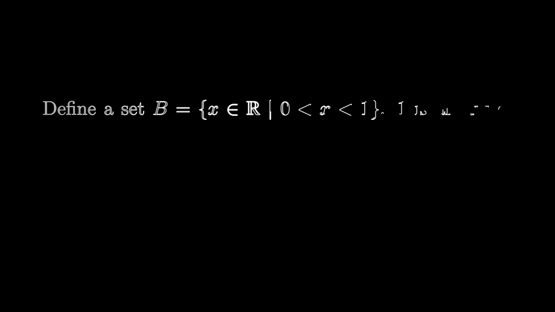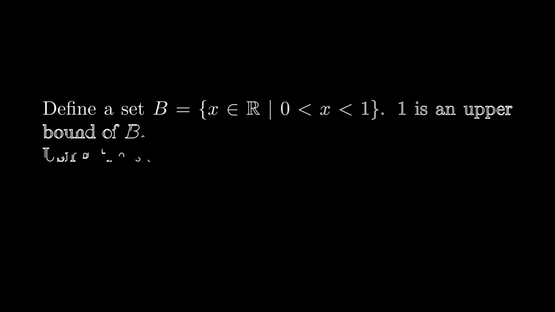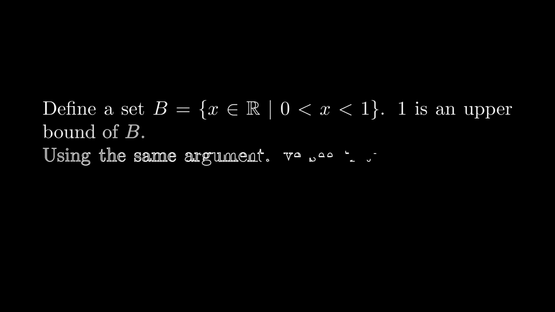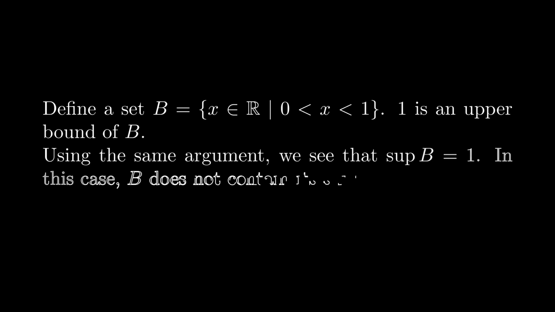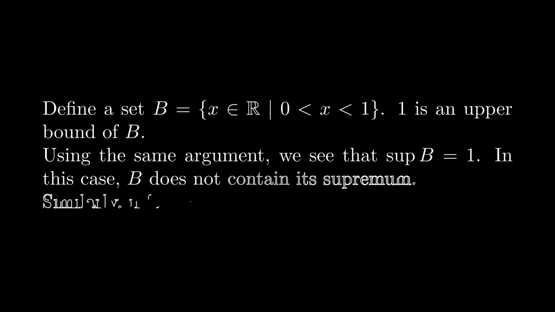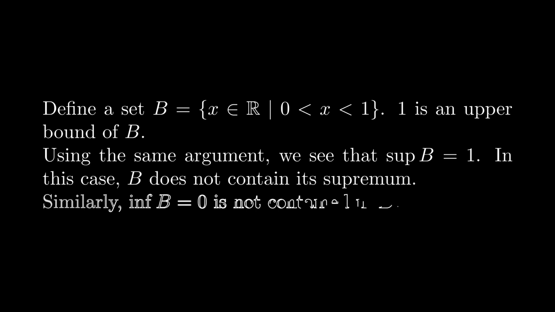Define a set B to be the set of real numbers strictly between 0 and 1. 1 is an upper bound of B. Using the same argument, we see that the supremum of B is 1. In this case, B does not contain its supremum. Similarly, the infimum of B is 0, which is not contained in B.